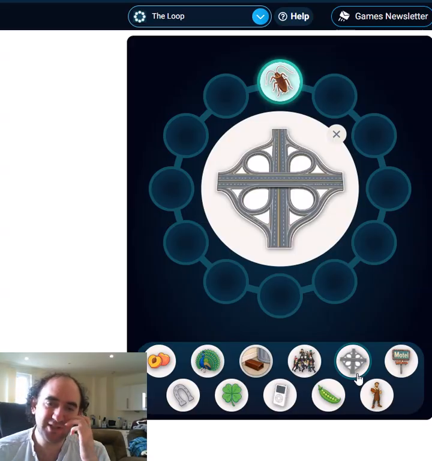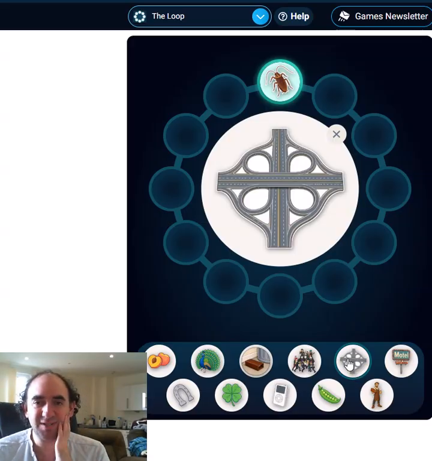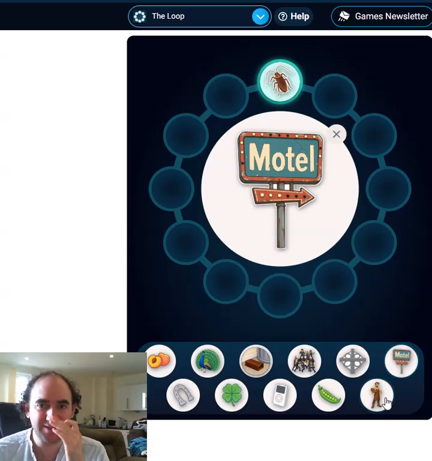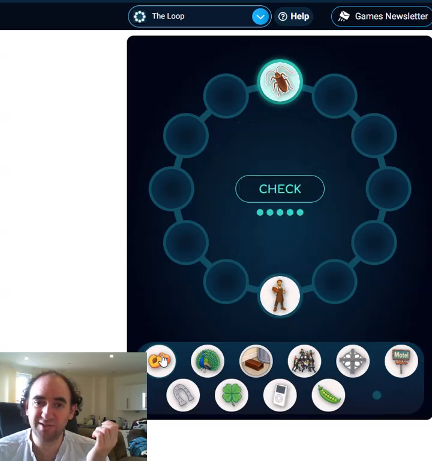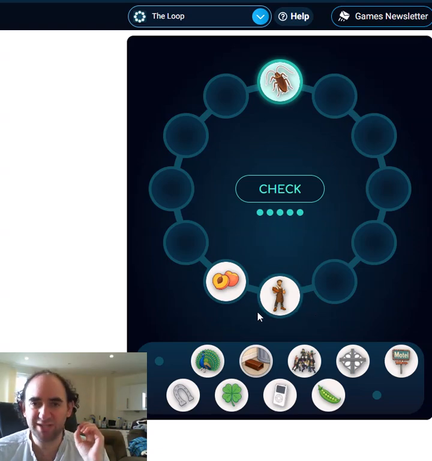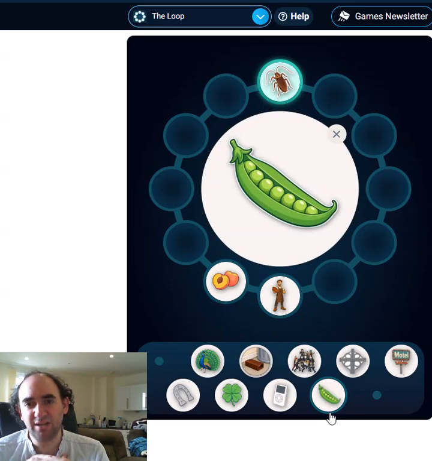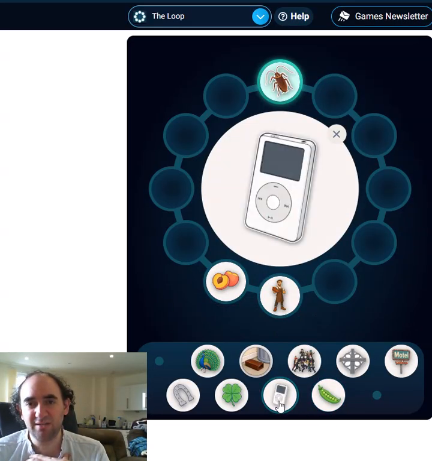That is an intersection or a junction or something along those lines. That's clearly a motel. That is a cobbler mending a shoe. That is interesting because a peach cobbler is a very well-known dessert. I don't know that those go there, but I'm putting them next to each other so that I remember that they probably do go next to each other. Those are some peas. Peas in a pod next to an iPod.